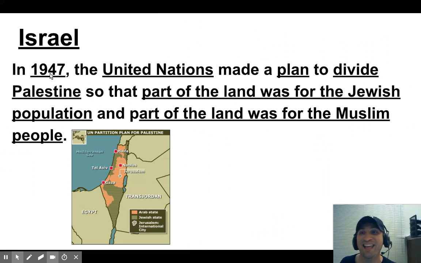Let's go to Israel. In 1947, the United Nations made a plan to divide Palestine so that part of the land was for the Jewish population and part of the land was for the Muslim population. And here is that plan. The green area is for the Jewish people, and the red-orange area is for the Muslim population.